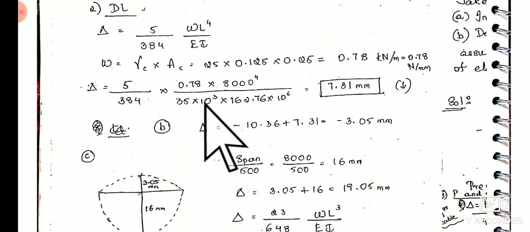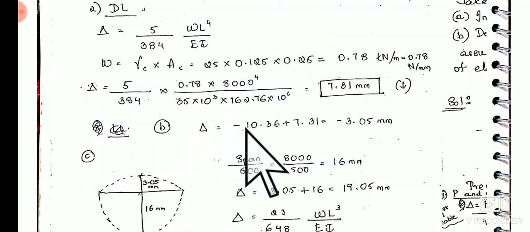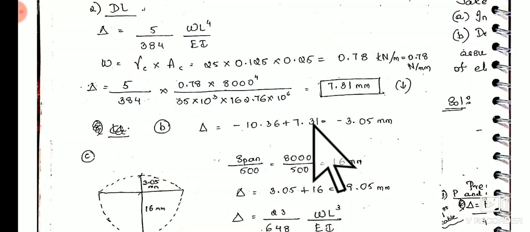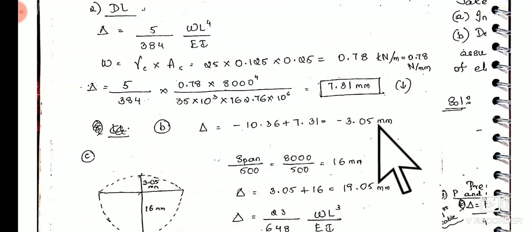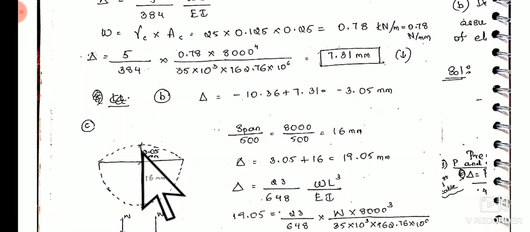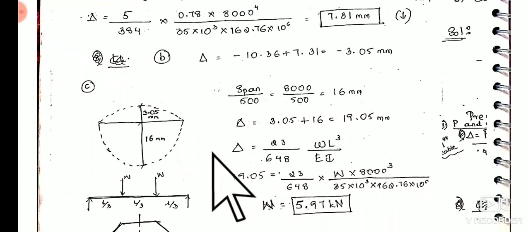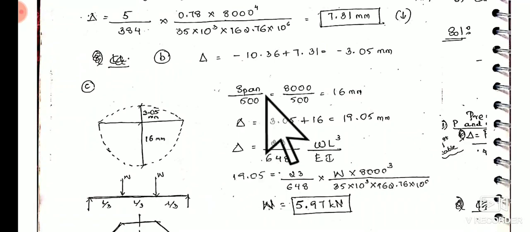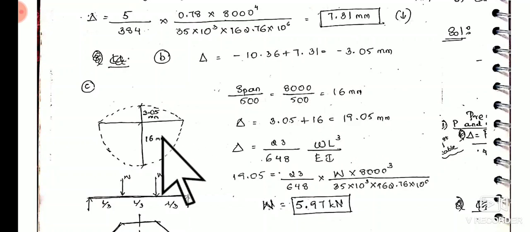In the same way, the net deflection due to pre-stress and dead load is given by minus 10.36 plus 7.31, which is equal to minus 3.05 mm. The deflection is above the neutral axis, means upward camber, so 3.05. But as we are to calculate the limiting deflection, so that it will deflect to an amount of span by 500, 8000 by 500, which is equal to 16 mm.